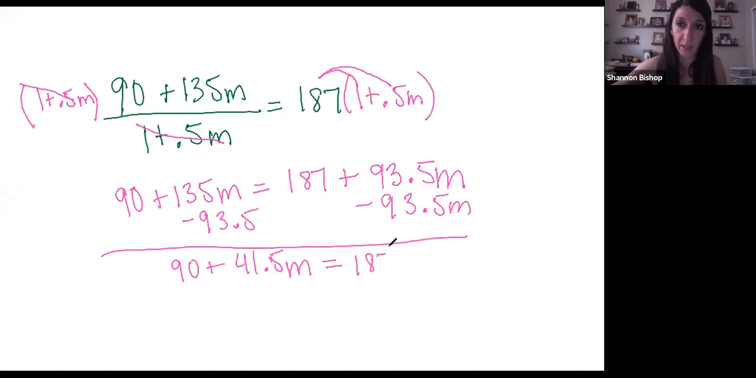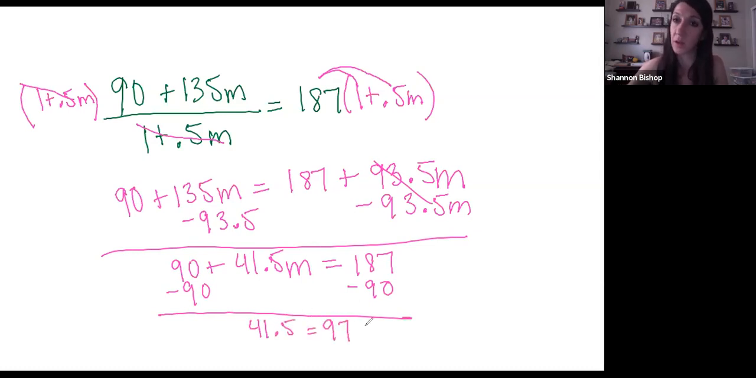Equals 187 is still there. That has canceled out. Okay, cruising right along. Minus 90 from both sides. So we are at 41.5m is equal to, what is that, 97. And then divide by 41.5m, I keep losing my m. Guys, don't lose your m. I keep forgetting to write my m. Divide by 41.5 on both sides, and 97 divided by 41.5 is 2.337. m equals 2.337.